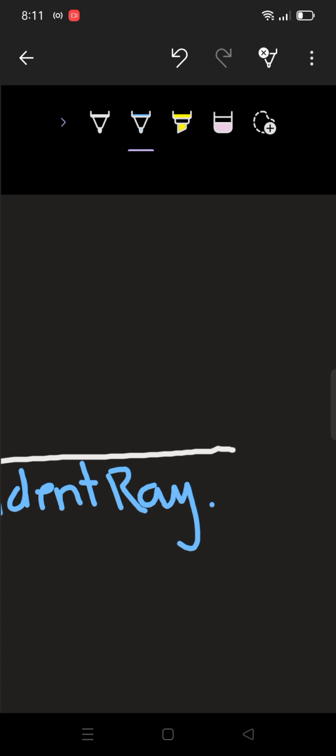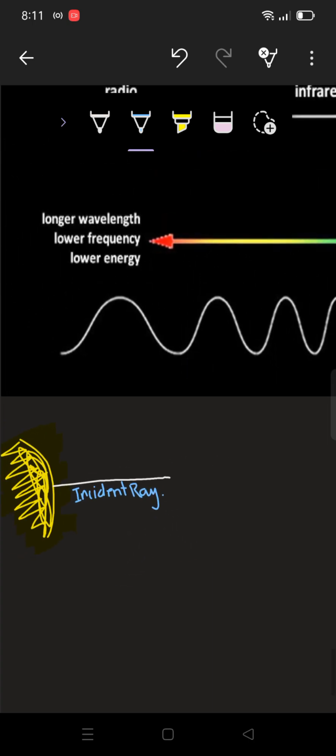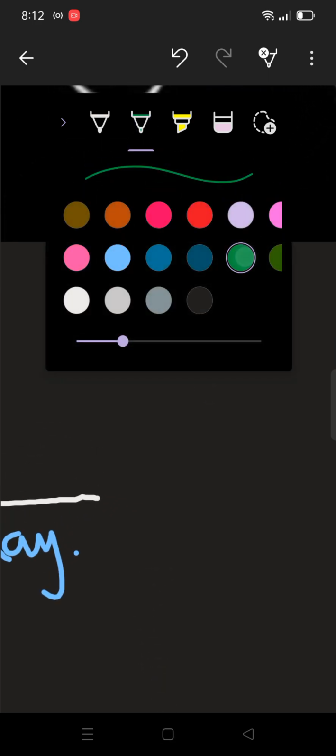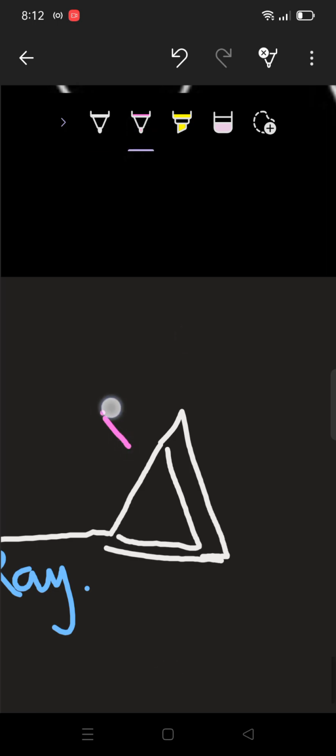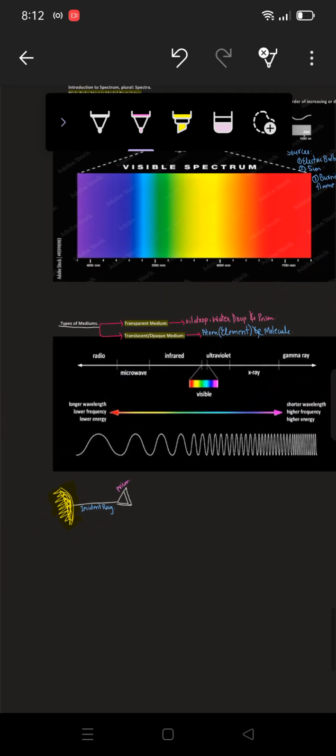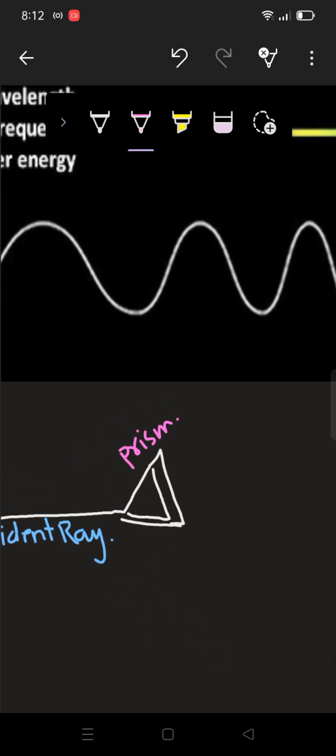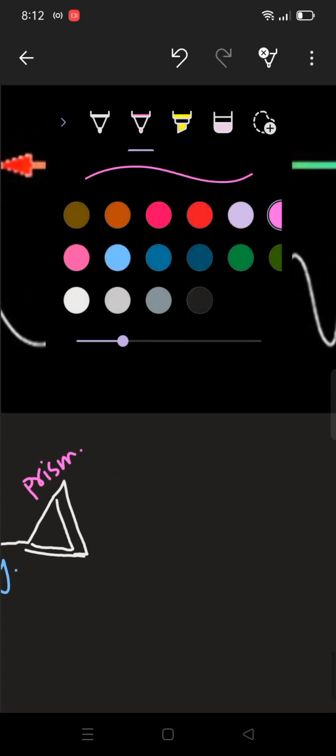When it passes through a transparent medium, for example, let me take the prism here. So here I have a medium which is a prism. Let me make it with white color. So this is basically the prism. When this incident ray, which originated from the source, the sun, passes through the prism, it splits into its 7 constituent colors, right?